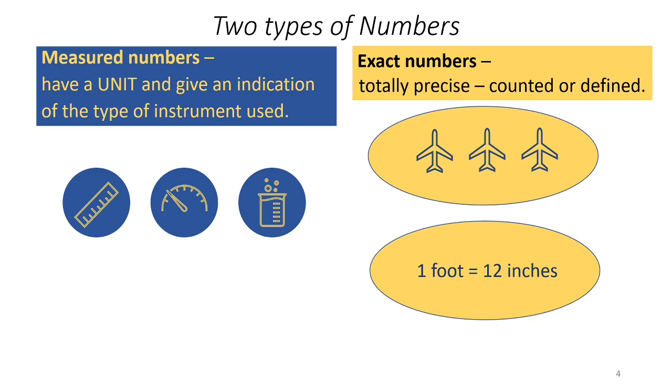Exact numbers are those that come from counting objects. Here we have exactly 3 planes, and not 2.99 or 3.01. The 3 is exact. Another type of exact number arises from definitions. In the imperial measurement system, 1 foot equals 12 inches by definition. There are exactly 60 seconds in 1 minute. Those numbers are exact and have no uncertainty.